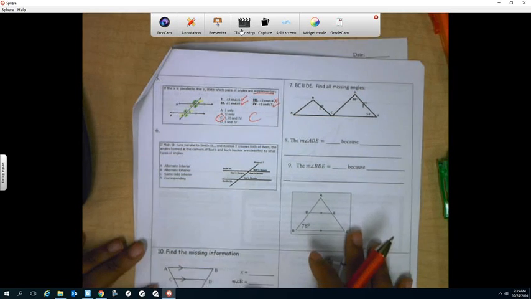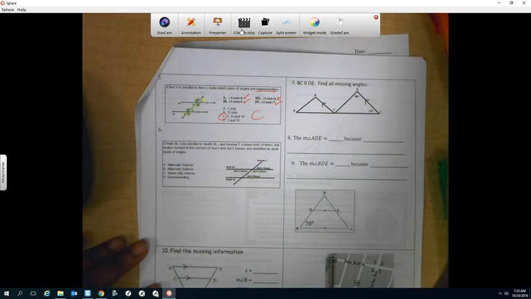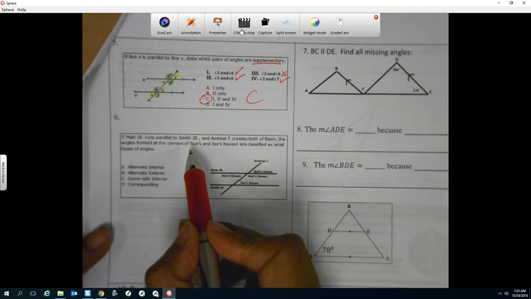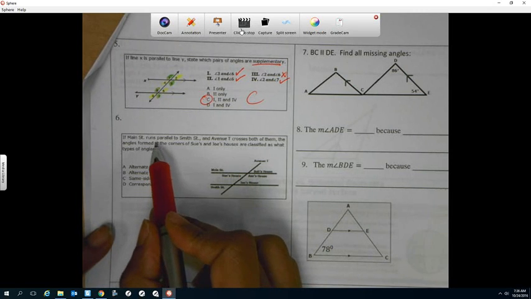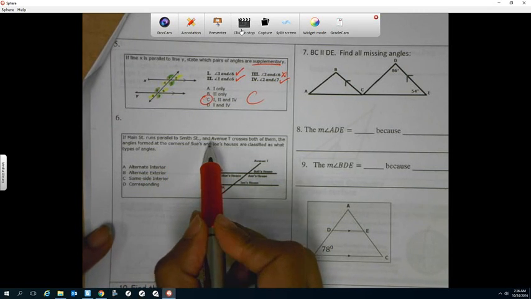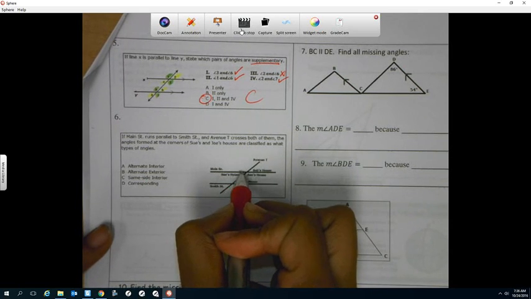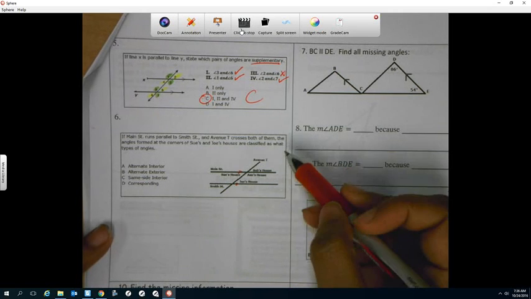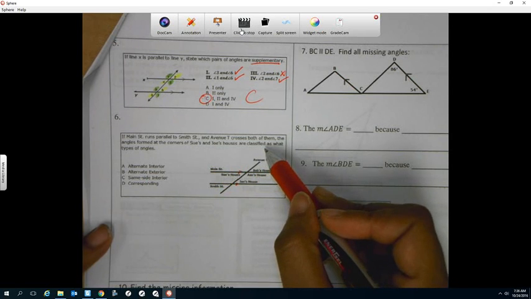Now, again, we want you to make sure you know your vocabulary. I don't know if I need to zoom in on this. But on our vocab, the key words here says, the main street runs parallel to Smith Street and Avenue T crosses both of them. So it's basically telling us that we have these two streets here that are parallel, and Avenue T is the transversal. The angles formed at the corner at Sue and Joe's house are classified as which types of angles?